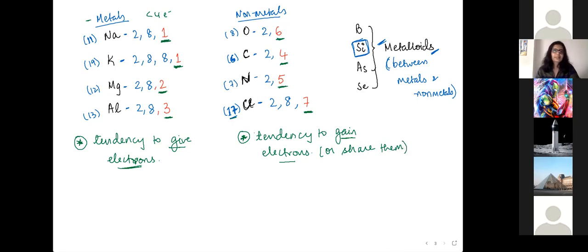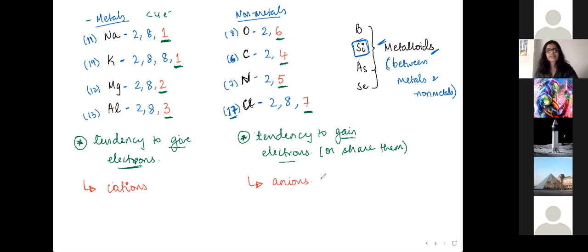Okay, so this means that metals can form what kind of ions? Positive cations. Yes. Positive cation. Correct. And non-metals can predominantly form what kind of ions? Negative. Anion.